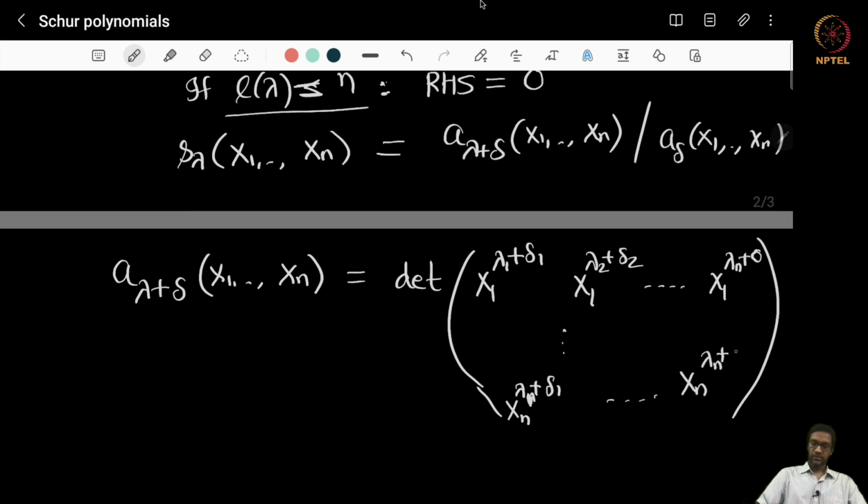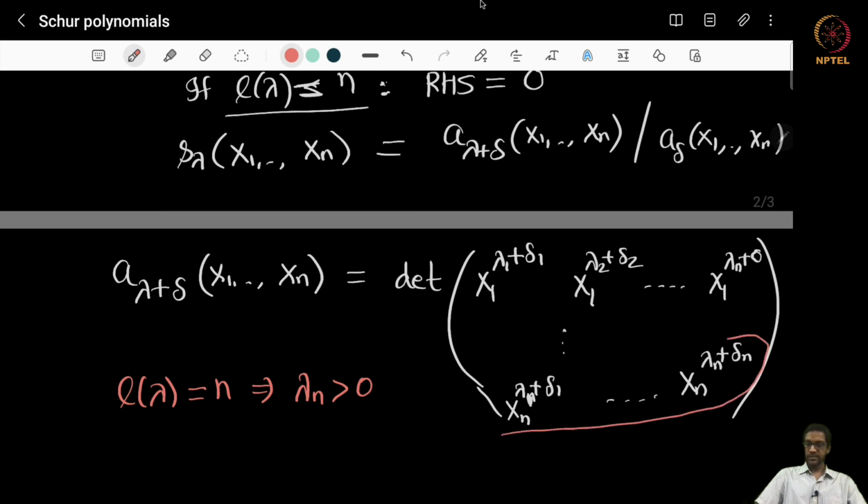Now, the length of lambda being n means that lambda n is positive, lambda n is not 0. In particular, lambda n plus delta n is just lambda n plus a 0, but every term in the last row is actually divisible by xn. You can pull out an xn from every one of them. So in particular, if I set xn equal to 0, then the last row is just going to become identically 0.